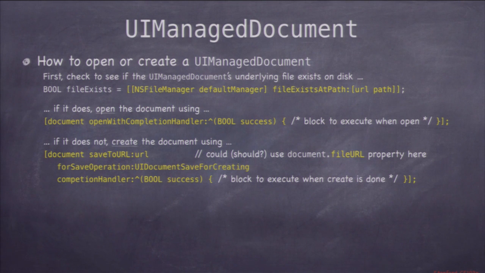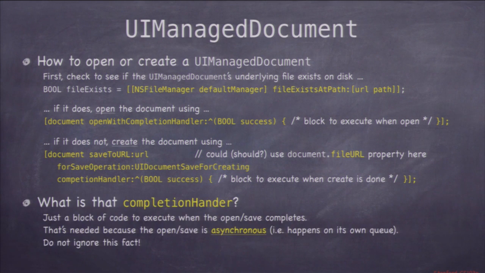Completion handler. What's that completion handler business all about? Why do these open and save and create, it says saveToURL, but really it's create at URL, why do they have this completion handler? Well, it's because these are asynchronous. These two methods, open and create, basically, are asynchronous. They don't happen immediately. When you ask the UIManagedDocument, please open this or please create this for me, it might take a little bit of time. Why might it take some time?